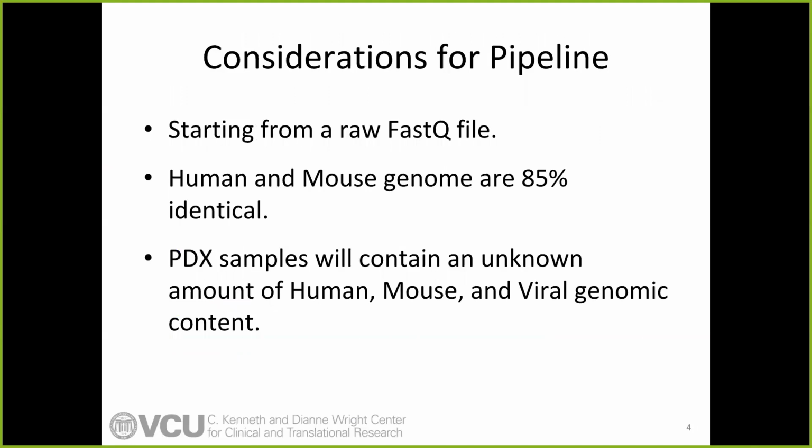Some considerations I had to take before starting this pipeline: one, we're starting from a raw FASTQ file, so all of the normal standard quality control steps that we've already been through, I had to go through with this. And then also, human and mouse genomes are very similar. I found 85% on the internet. I don't know if that's completely accurate, but I know some genes are more similar to human genes than other genes, so you can have a read from a mouse map to a human. And the PDX samples we knew contained an unknown amount of human, mouse, and viral genomic content. So there was viral contamination in some of these samples as well.